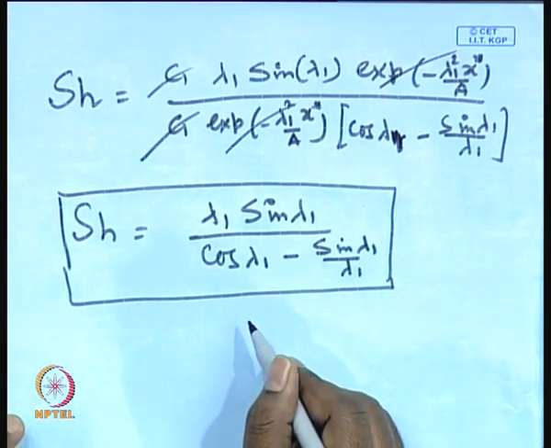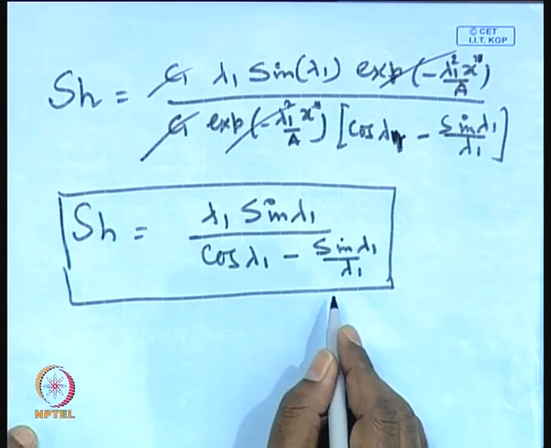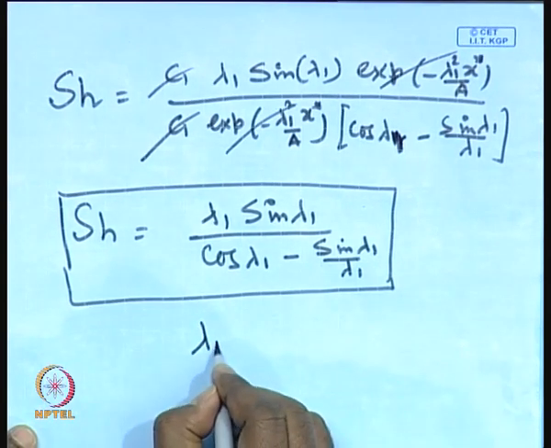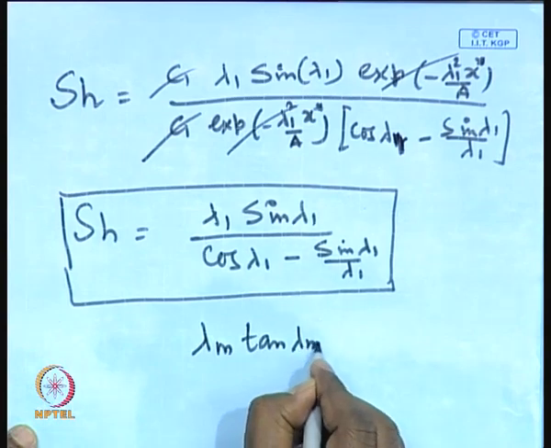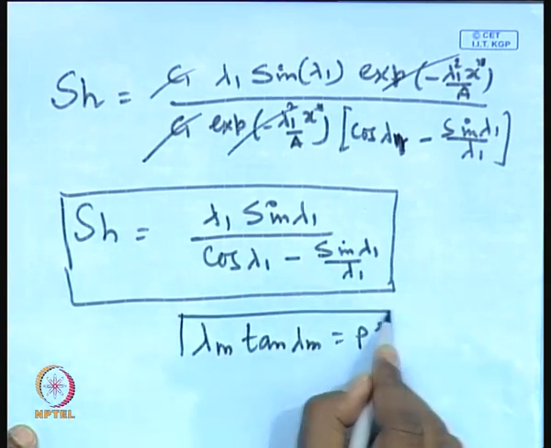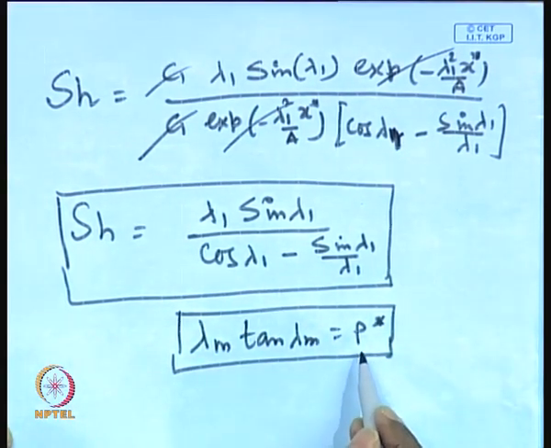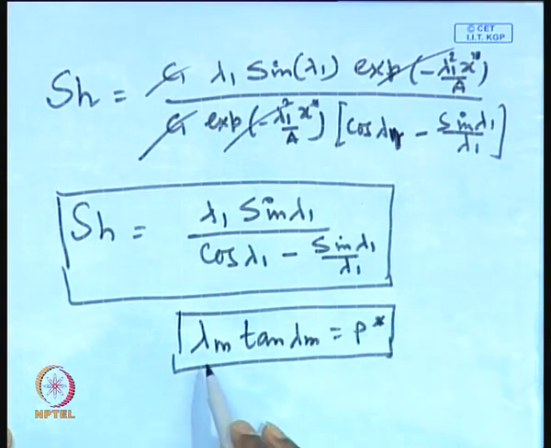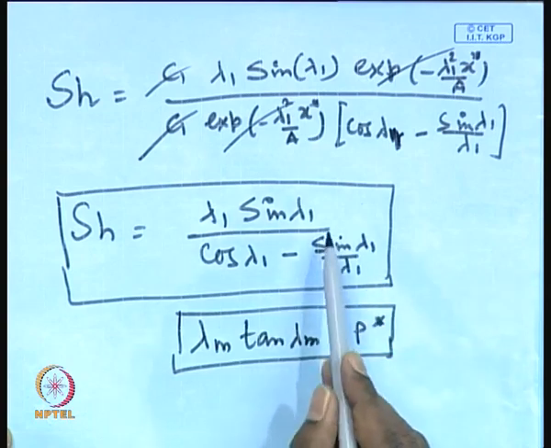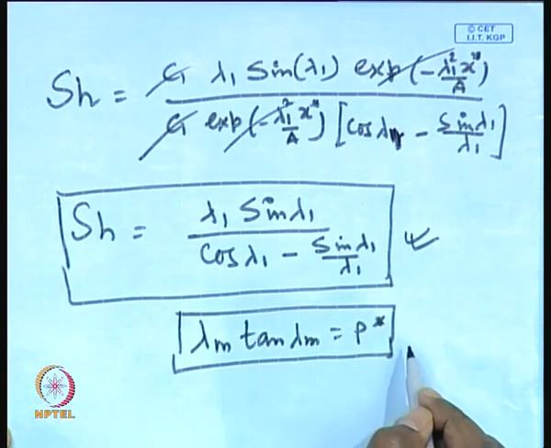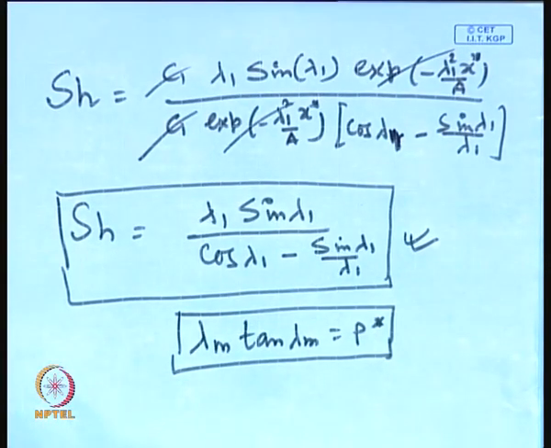So, this is the expression of the Sherwood number you will be obtaining, and if you remember, lambda 1 will be a function of p star. It was lambda m tan lambda m equal to p star. So, the first eigenvalue will depend on the value of p star. Depending on the value of p star, from this expression one can get the value of the Sherwood number by computing the first eigenvalue. You can compute, let us say, the first two or three terms and get the overall expression of the Sherwood number and the mass transfer coefficient that will appear in this particular system.